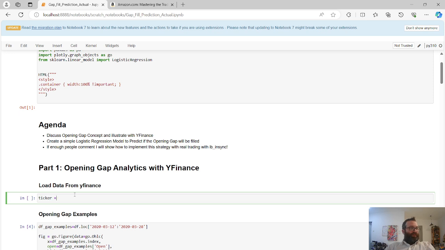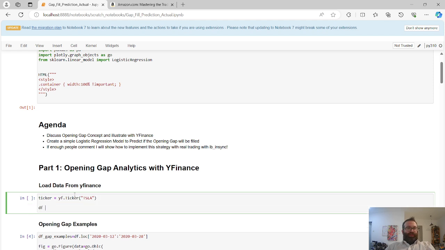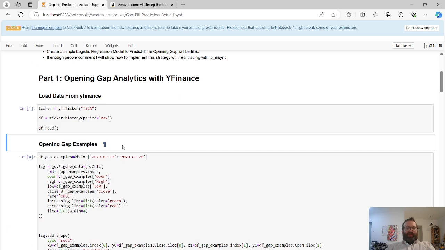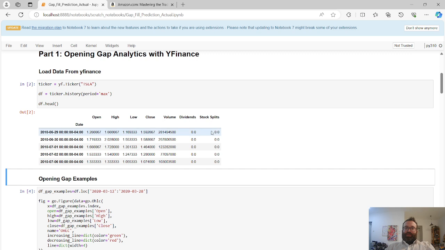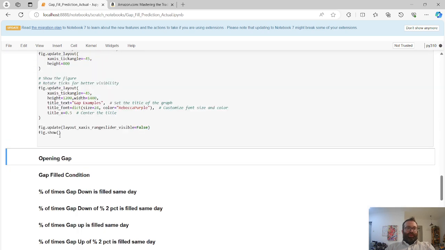So if I do ticker equals yf.Ticker, that gives you the ticker from Yahoo Finance. You give it a symbol like Tesla, and then you get the data by doing df equals ticker.history, with period equals max, which gives you the full period. Then you can look at the data by doing df.head. Okay, so this is Tesla's data from Yahoo Finance. Let's ignore these columns for now. If you don't do anything, it gives you adjusted close, so it adjusts for dividends, but I spoke about that in a previous video. But okay, let me show you a few examples of opening gaps.